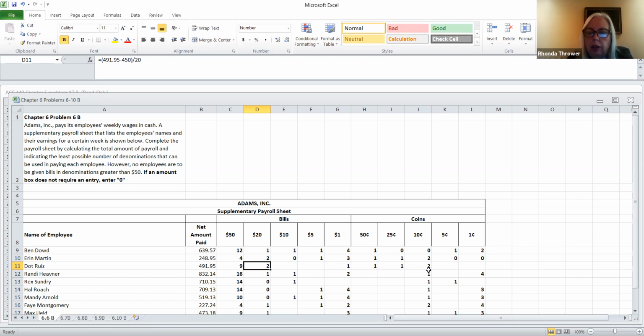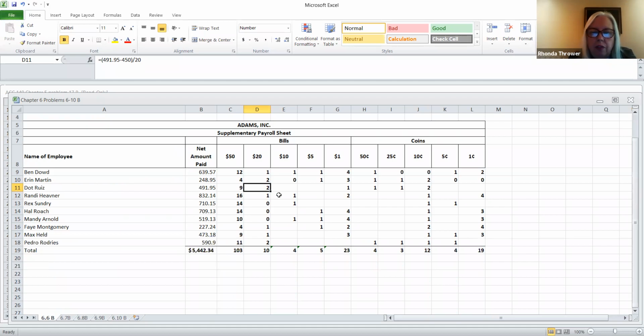So 75, 85, 95 cents that we would have accounted for. All they're doing is trying to account for the net amount of pay, and they're paying them in cash, so you have to determine the number of bills. I think that's enough of the examples to get you started. You do all of them the very same way.